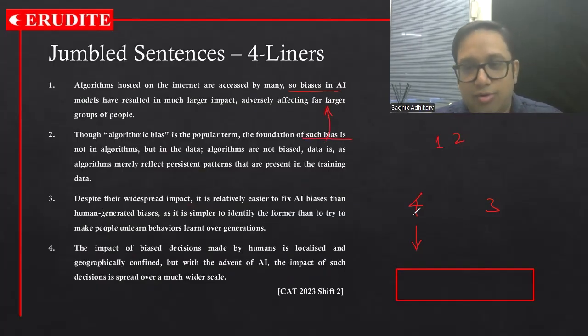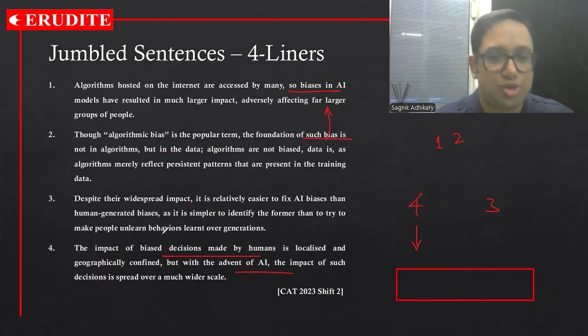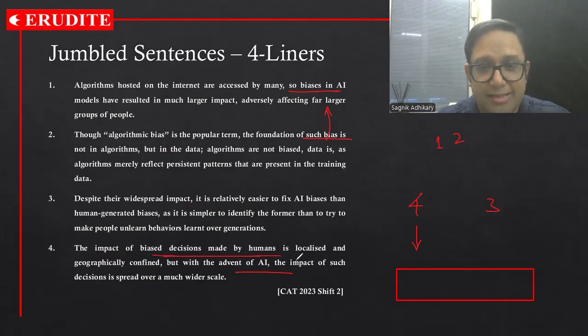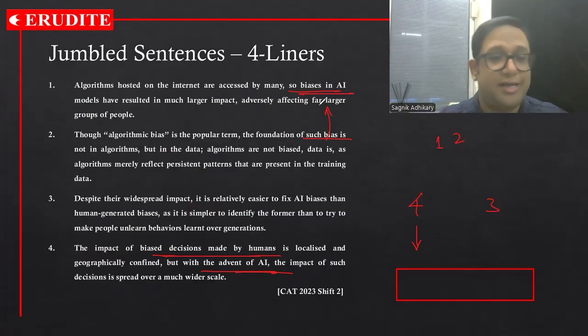We realize now that 4 is the opening statement where human bias, biased decisions, is introduced, and then we talk about AI, then goes through 1, 2, the pair 1, 2, and then it comes to 3 as the conclusion. So 4 talks about human biases and then talks about AI. 1 introduces the idea of bias into the context of AI. 2 then further talks about AI bias, talking about such bias and introducing the term algorithmic bias.